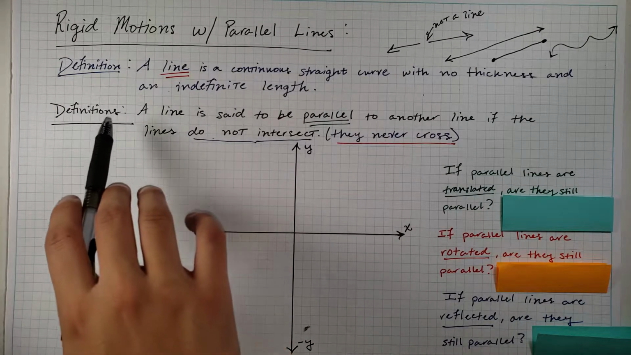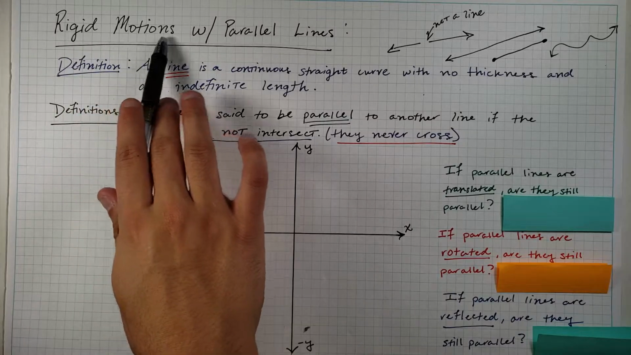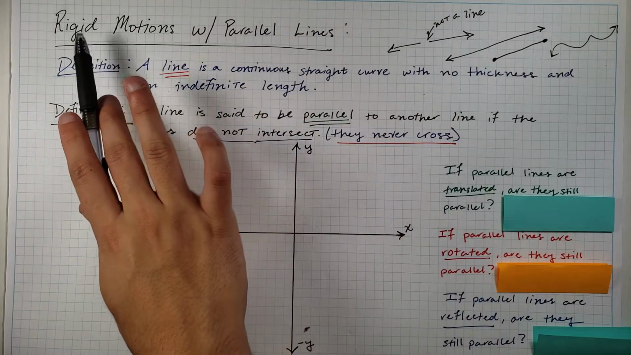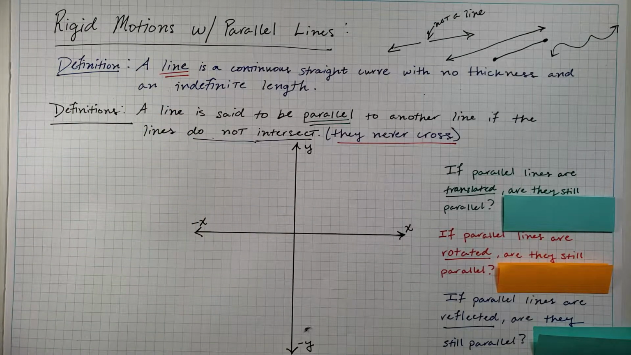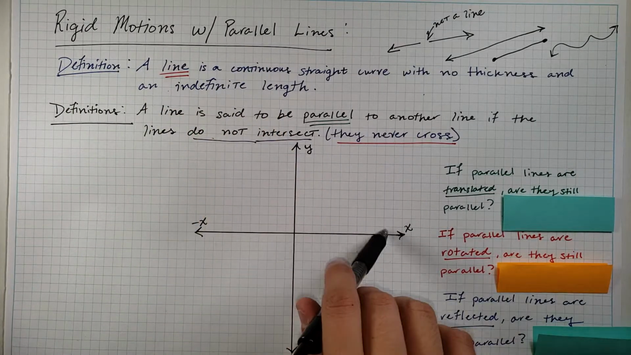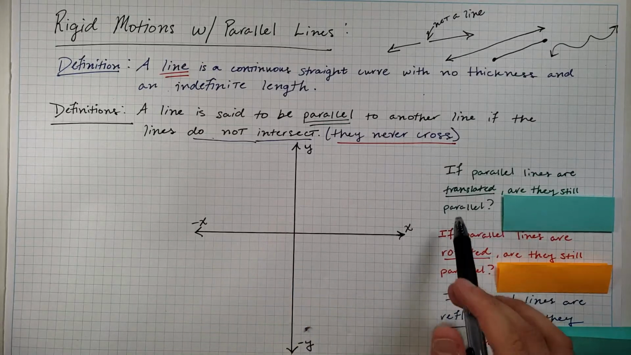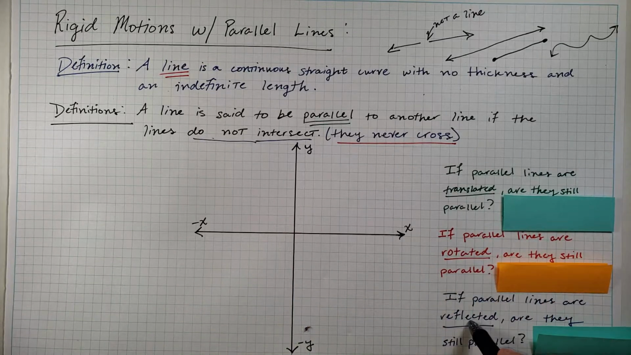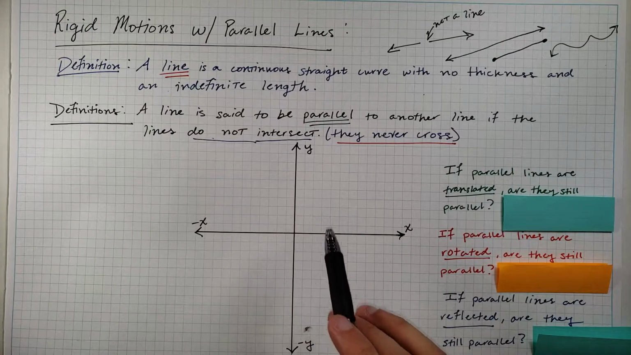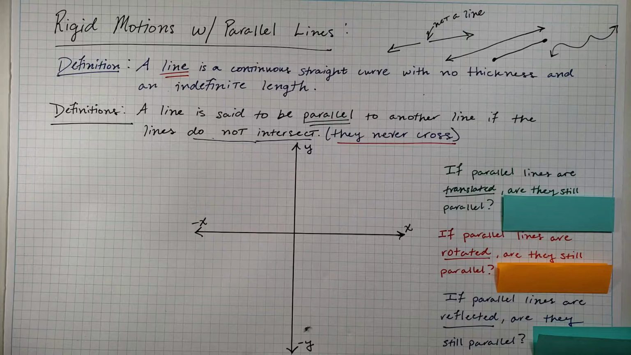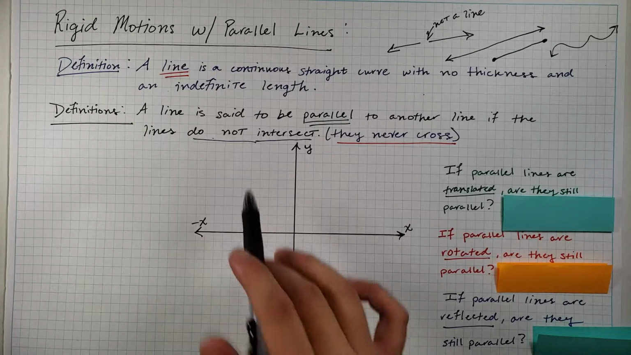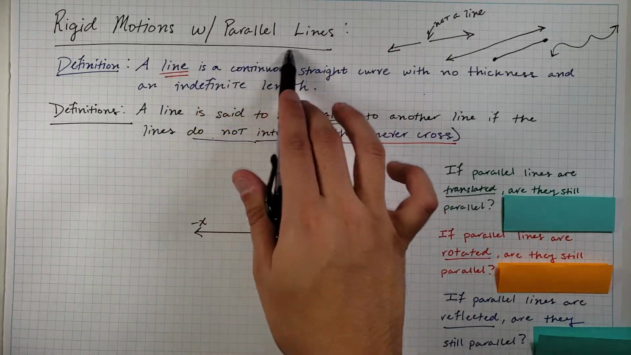All right, so in this video, we're going to be looking at rigid motions with parallel lines. So far in the class, we looked at rigid motions with shapes, right? We had rectangles, triangles, diamonds. We were translating, rotating, reflecting all of those shapes, and we saw that the measure of the angles didn't change, the length of the line segments didn't change. So now, instead of doing it with the shapes, we're going to be using parallel lines.